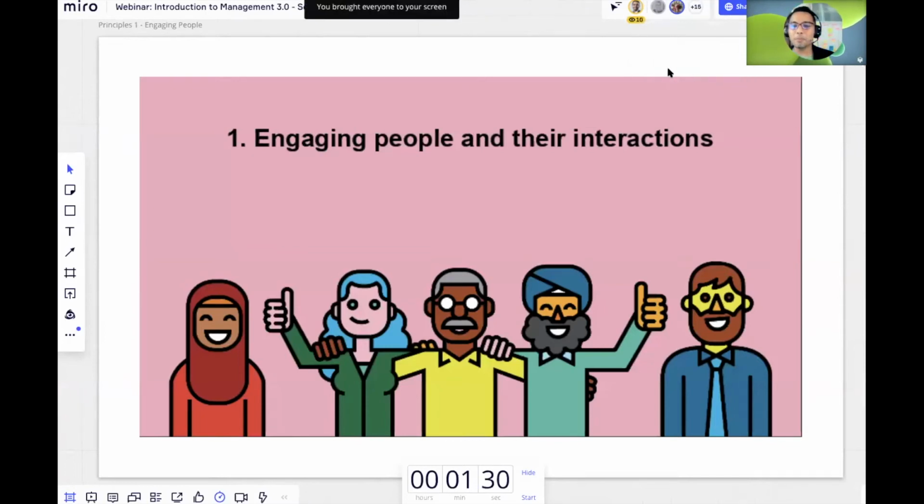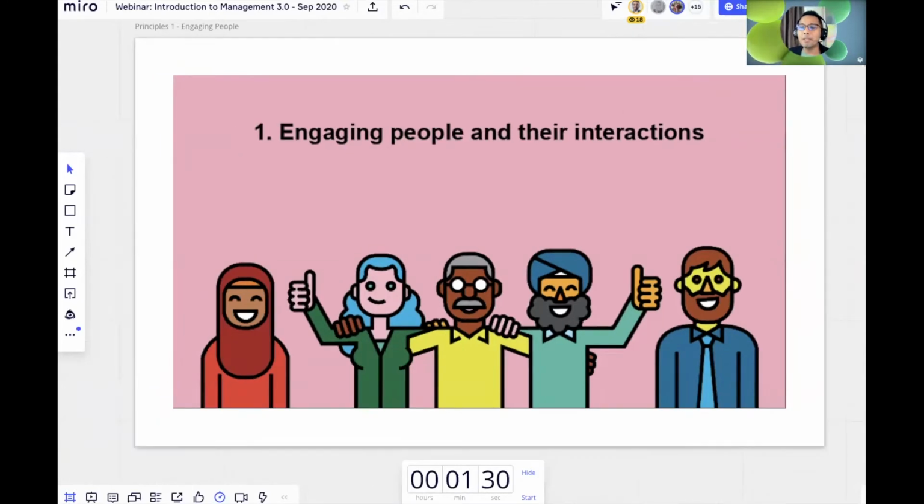How do we engage people and their interaction with each other, between people, the people in the team, as well as with the leaders and the managers? How do we engage people in their environment, making sure that there's a lot of connection between the people in the team or within the organization?